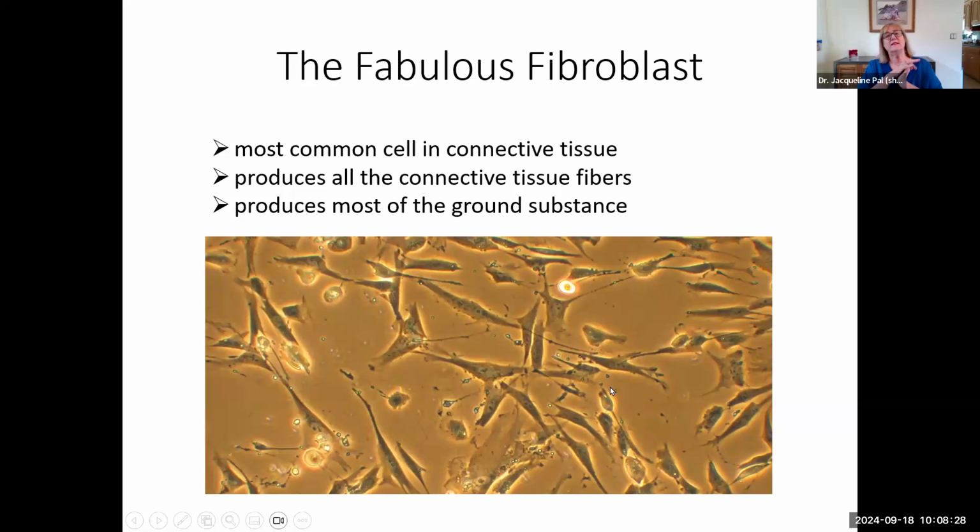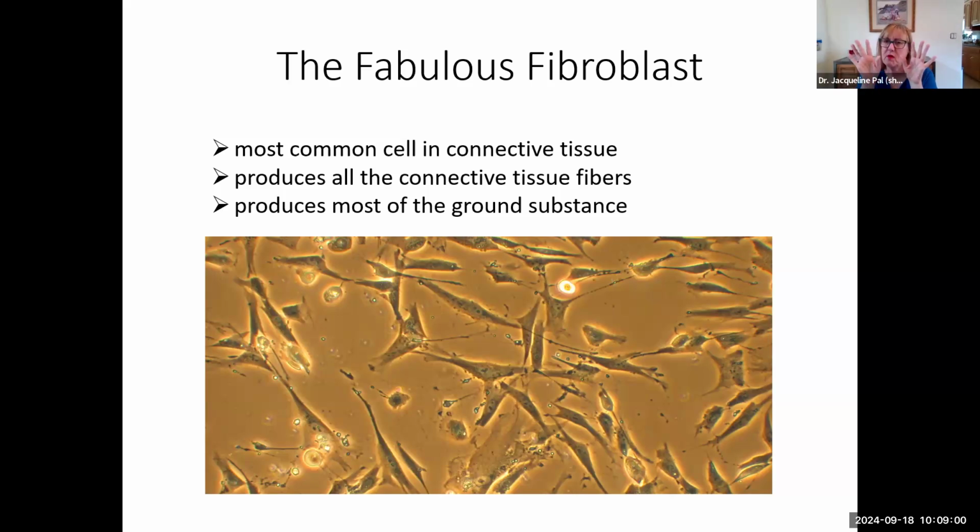All right. So let's talk about that fabulous fibroblast. Okay. Among all these different cells in the connective tissue, the fibroblast by far is the most common cell. Okay. And it produces all of the connective tissue fibers. So there's three different types of connective tissue fibers we're going to be learning about, and it produces all three of them. Which one it produces depends on the cell signaling it gets at the time.